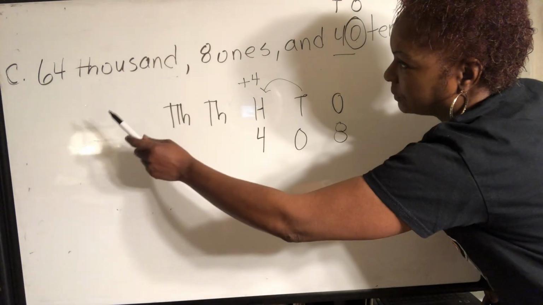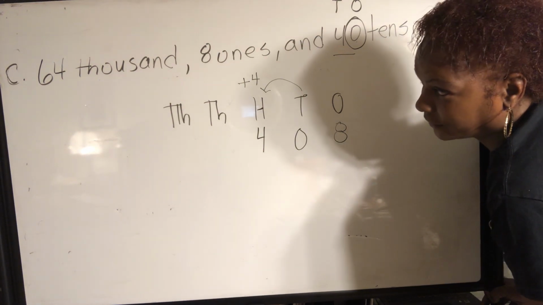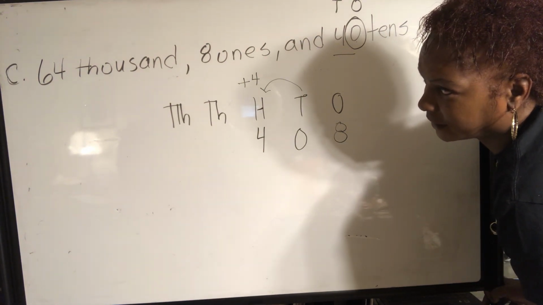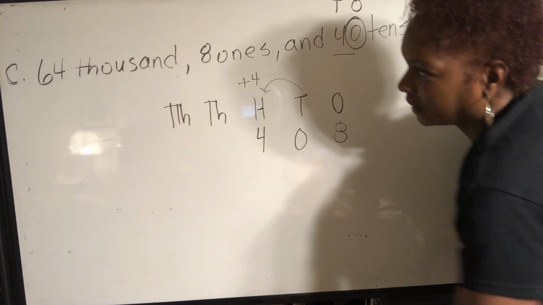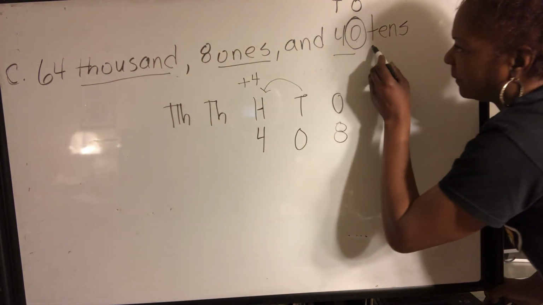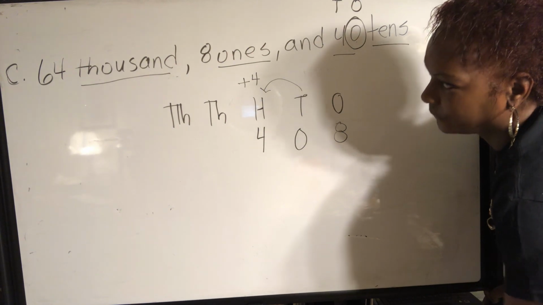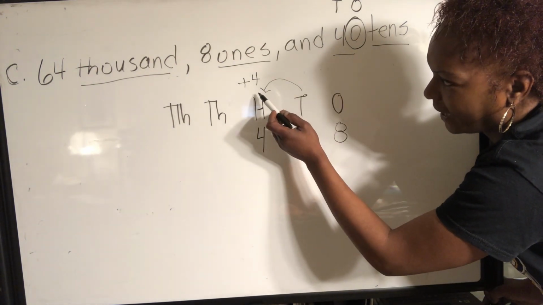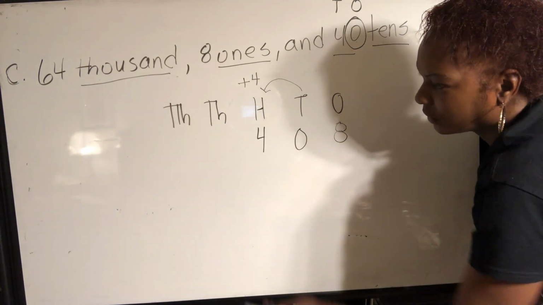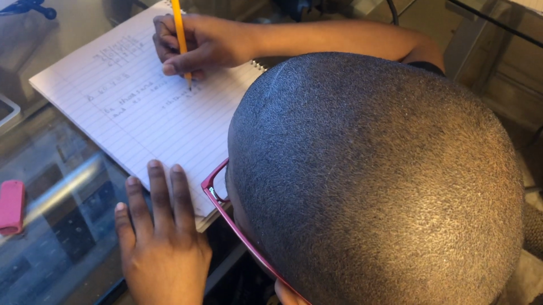Why? Because we do not have any hundreds already. If we had hundreds, we would then add it to whatever hundreds we had. But in this case, there are no hundreds. As you see, we have thousands, we have ones, and we have tens. We do not have hundreds. So that 4 that we added to our hundreds place value left us with a 4 in the hundreds place value. So now what are we going to do?